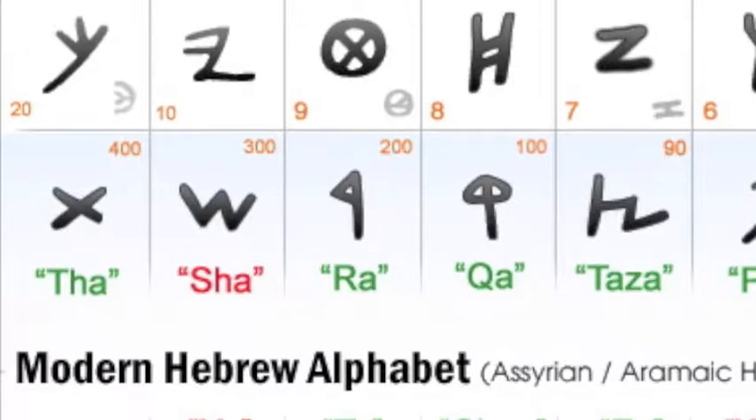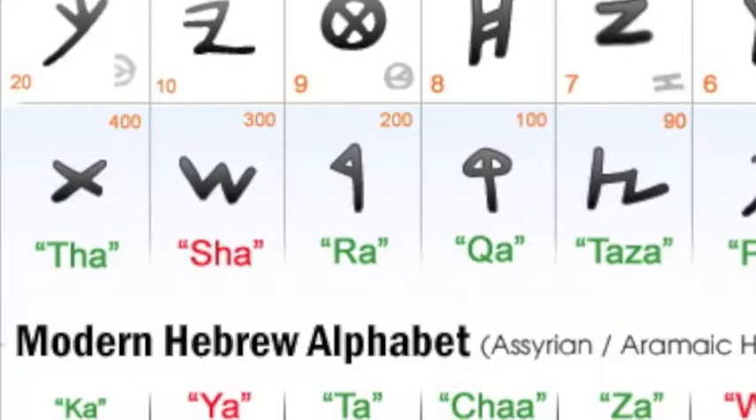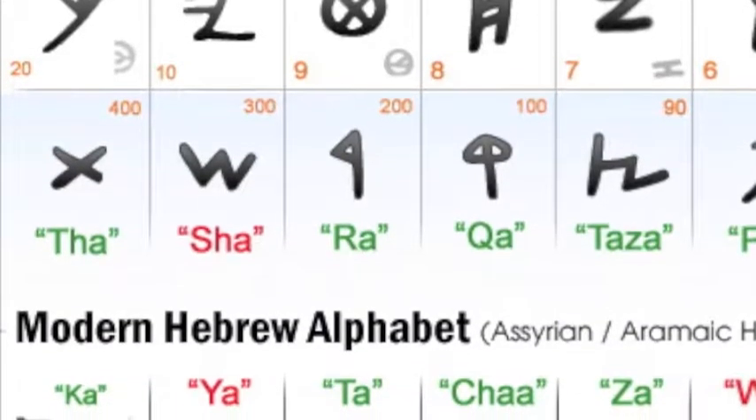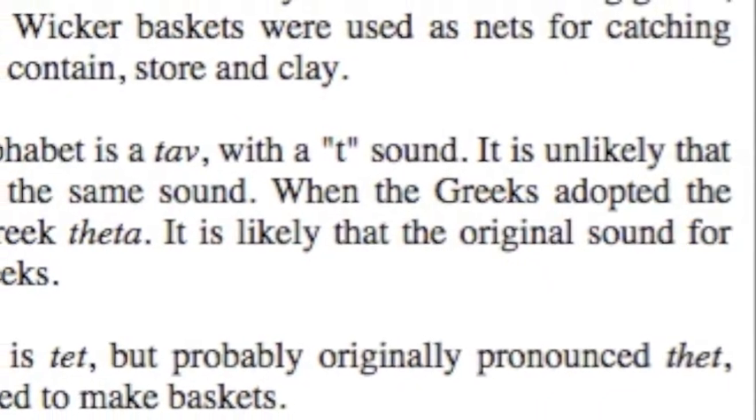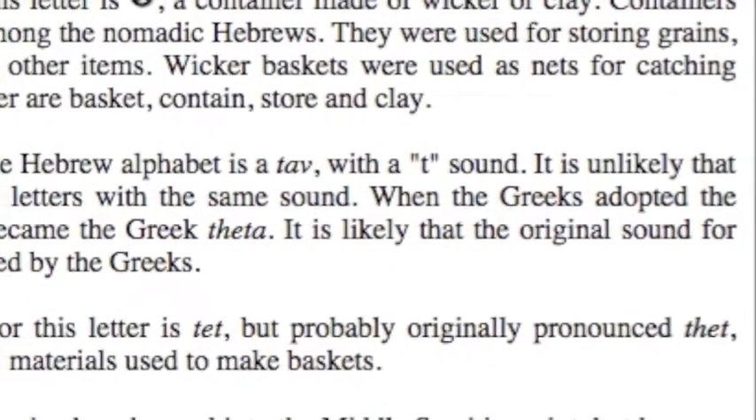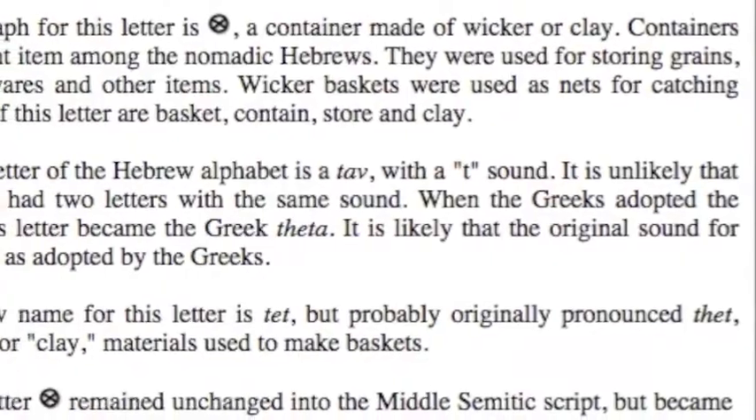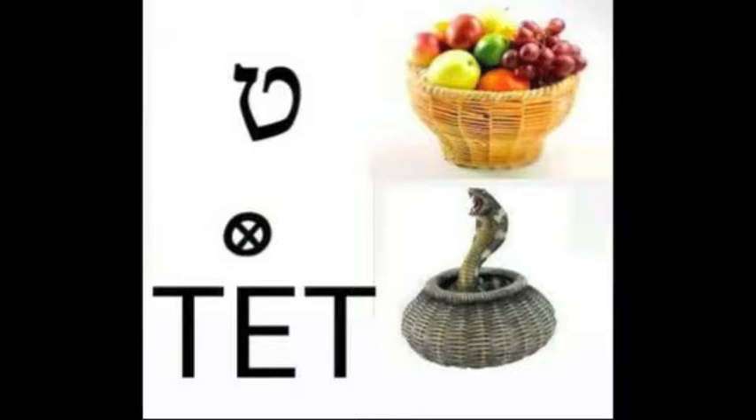They're basically trying to jump around, but I'll show you guys in some pictographs where it shows you the progression and the connection between the Greek, modern day English, and the Hebrew. Okay, it says it is unlikely that the original Hebrew had two letters with the same sound, which is true. When the Greeks adopted the Hebrew alphabet, this letter became the Greek theta. It is likely that the original sound for the letter was a tha, as adopted by the Greeks. The modern Hebrew name for this letter is tet, which is true.